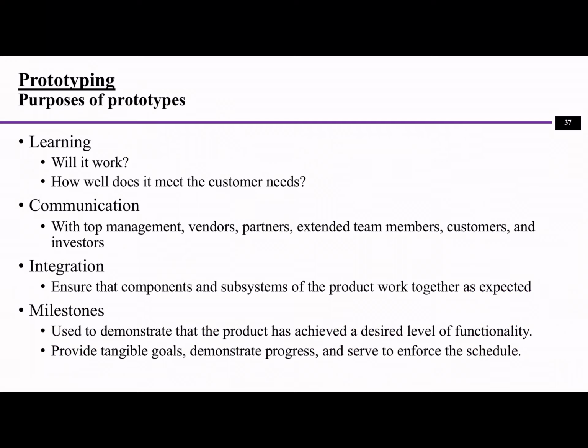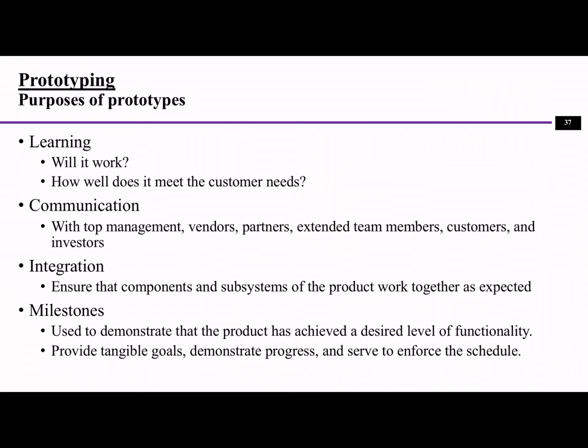Why are we doing prototypes? The most important part is learning, to see if our design actually works, if our design actually meets the customer requirements or needs. Another is that with a prototype, we can communicate our ideas, our concept, or our design to other people, including top management, vendors, partners, team members, customers, and investors.